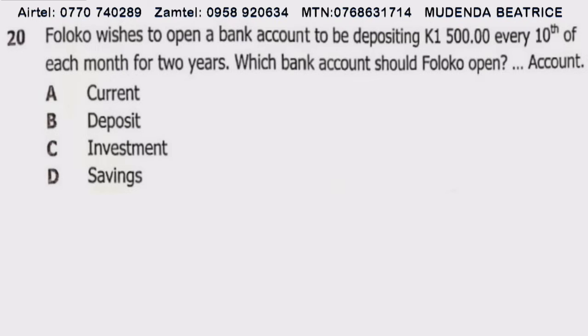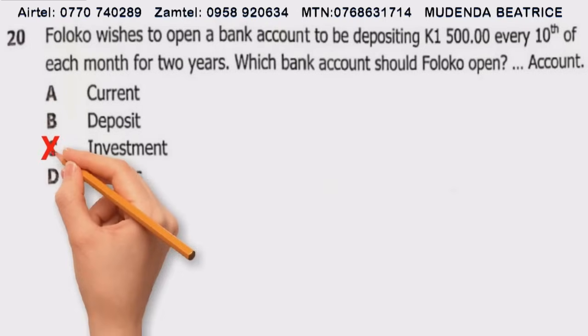A. Current account, B. Deposit account, C. Investment account, D. Savings account. So the correct answer is C, investment account.